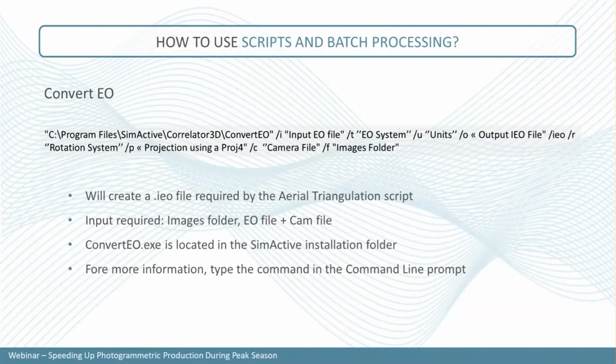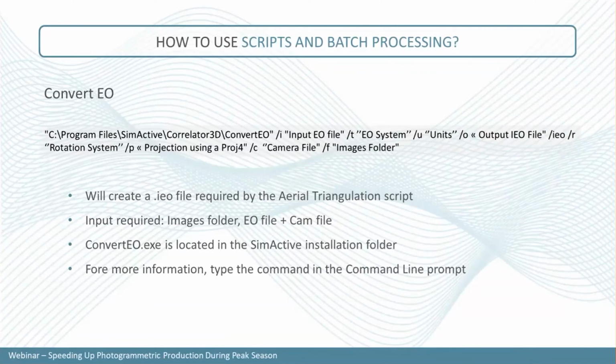We also need a TXT file that will contain the input coordinates of each image. So it's an EO file. The minimum we need is basically the X, Y, and Z data. The IMU data is optional, but depending on the accuracy that you want, you may want to use the IMU data that is provided with your imagery. We also need the projection system of your project and the image folder where all your images are located.